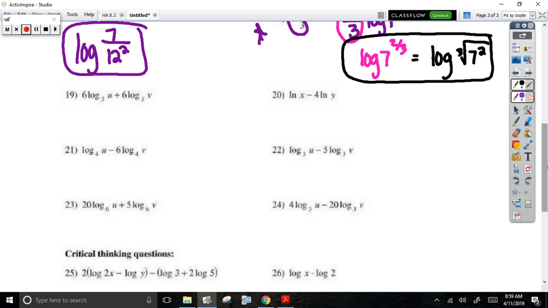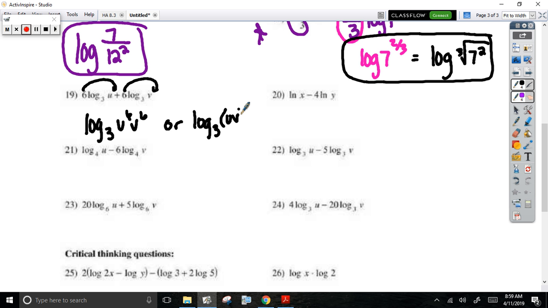Number 19, we have powers going back up, and we will be multiplying this, so this should be log base 3 of u^6 v^6, or you could also write this as log base 3 of (uv) to the 6, since they're the same power.